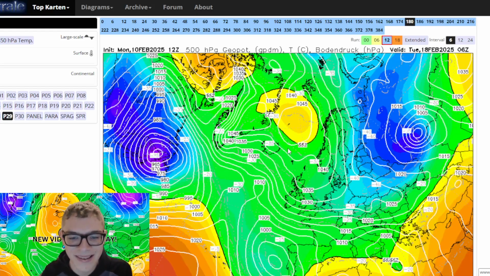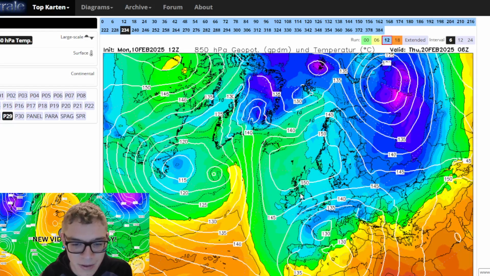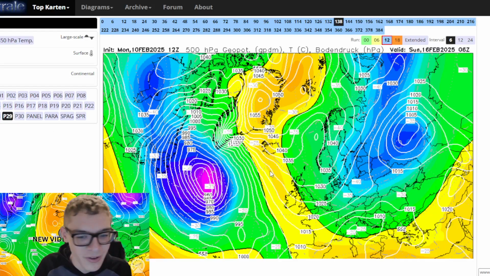Proper block towards Scandinavia and Greenland. Get this one going. Bitterly cold easterly winds. And I mean, wow, that's just the beast. That is literally a beast from the east. Yeah, that'd be lovely, wouldn't it? For some of us. Some of us wouldn't like it, but that would be great to forecast, wouldn't it?